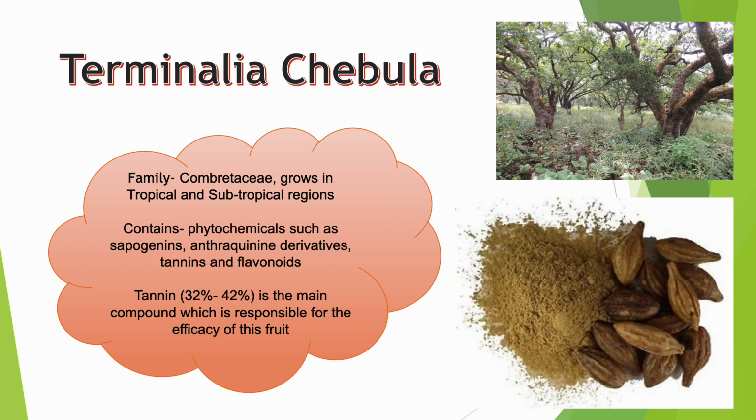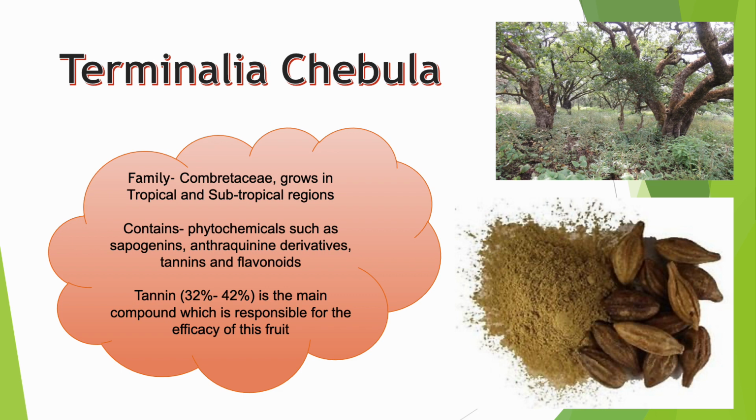Previous studies on the terminal chebula fruit indicate that it contains phytochemicals such as saponins, anthraquinone derivatives, tannins, and flavonoids. Among all these chemicals, tannin is one of the main compounds responsible for the efficiency of this fruit. So terminal chebula contains tannins ranging from 32% to 45%, which include gallic acid, chebulic acid, ellagic acid, chebulinic acid, and tannic acid.